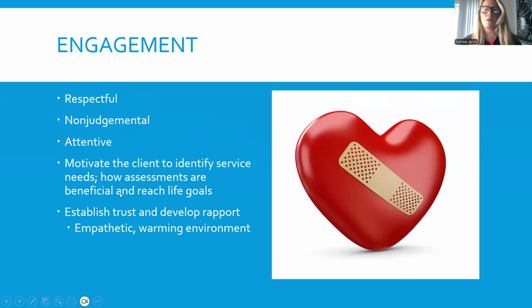When you're doing a screening assessment, you want to be respectful, non-judgmental, and attentive. You want to motivate the client to identify their needs. You want to let them know there's no consequences to this, and establish trust and develop rapport through an empathetic, warming environment.